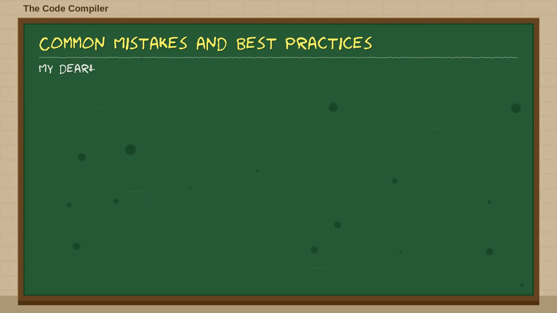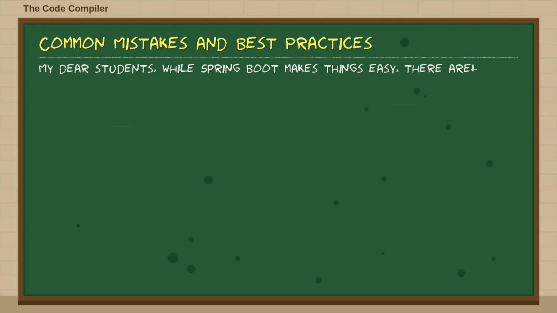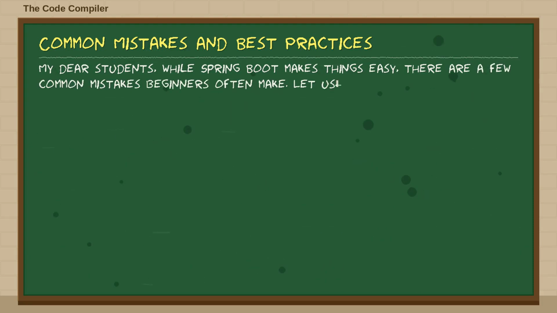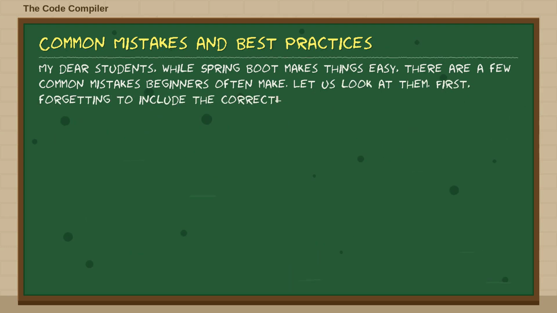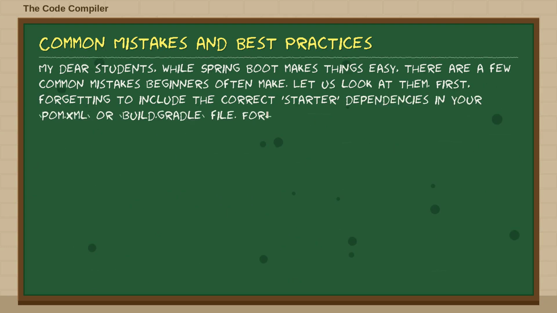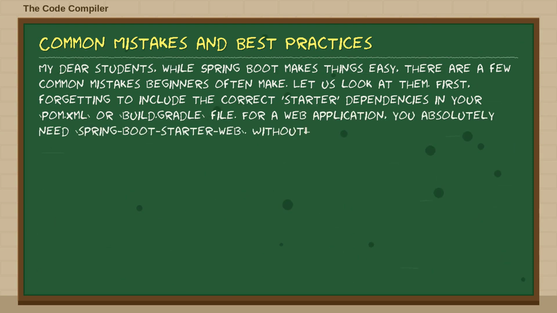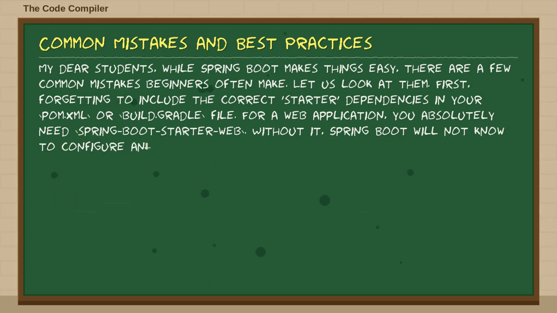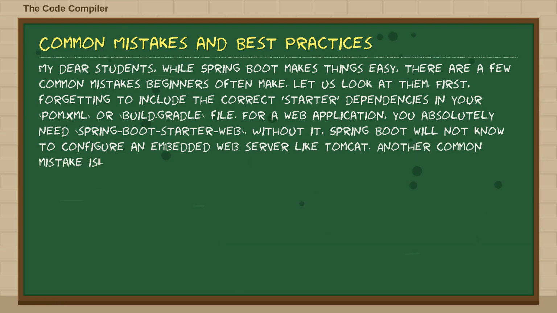While Spring Boot makes things easy, there are a few common mistakes beginners often make. Let us look at them. First, forgetting to include the correct starter dependencies in your pom.xml or build.gradle file. For a web application, you absolutely need Spring Boot Starter Web. Without it, Spring Boot will not know to configure an embedded web server like Tomcat.